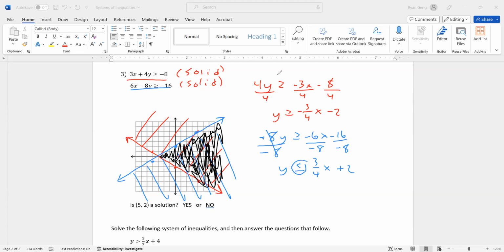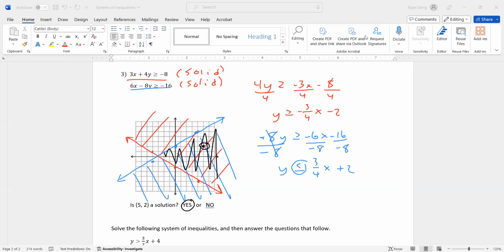So I'm going to get rid of my shading real quick just so you can see it a little bit better. Is (5, -2) a solution? So (5, -2) is right here. Was that in that shaded region? Yes, it was. Now, if you're bad at plotting points, you could put 5 in for x and -2 in for y and see if it makes both inequalities true. It will here, but it's something you could do if you wanted.